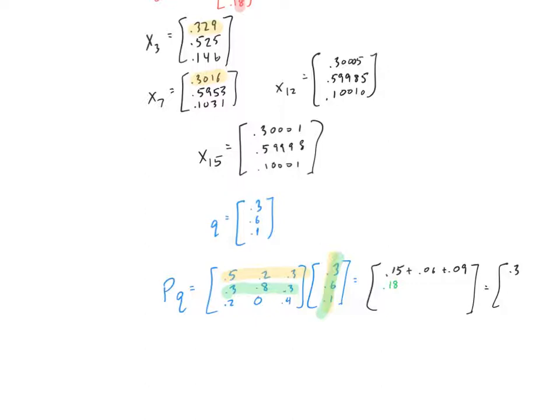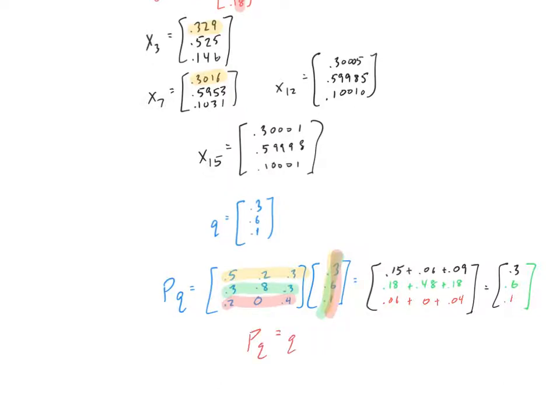And then you take the second row times my column here, and 0.3 times 0.3 is 0.09, 0.8 times 0.6 is 0.48, 0.3 times 0.1 is 0.03. When you add them together, 0.6. Whoa. And then the last row times my column here. And what do we get? 0.2 times 0.3, maybe you already know, 0.06. 0 in the middle, 0.4 times 0.1, 0.04, add them up, 0.1. Awesome.